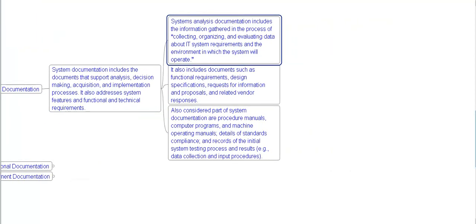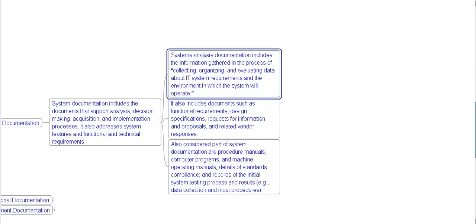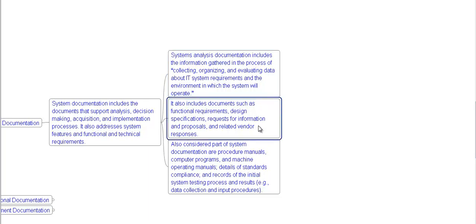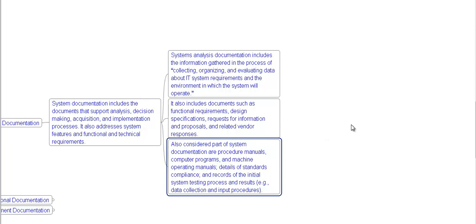System analysis documentation includes the information gathered in the process of collecting, organizing and evaluating data about IT system requirements and the environment in which the system will operate. It also includes documents such as functional requirements, design specifications, requests for information and proposals, and related vendor responses. Also considered part of system documentation are procedure manuals, computer program and machine operating manuals, details of standards, compliance, and records of initial system testing processes and results, for example data collection and input procedures.